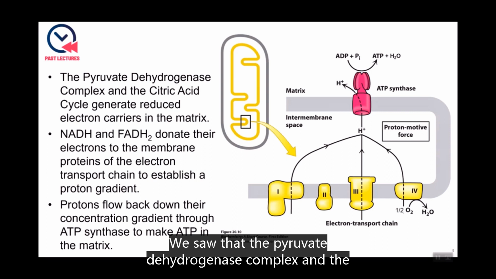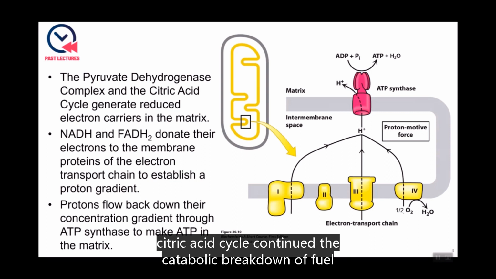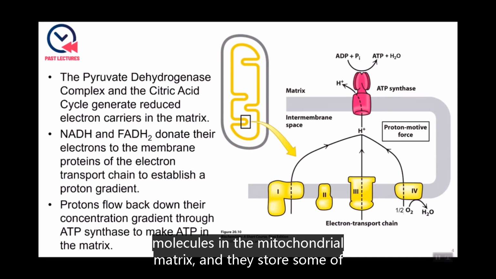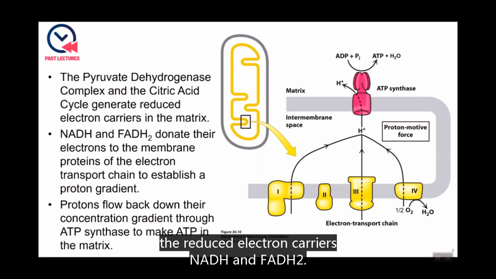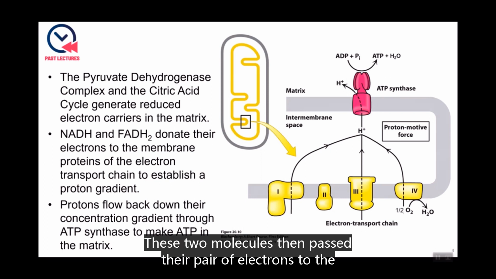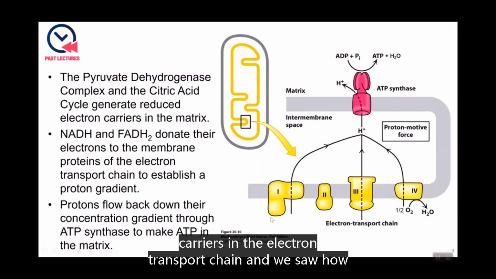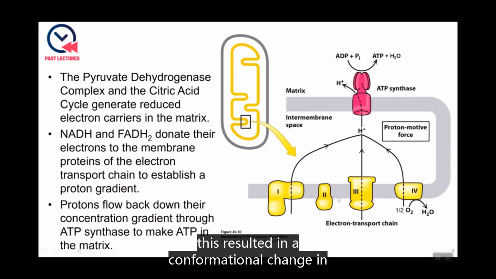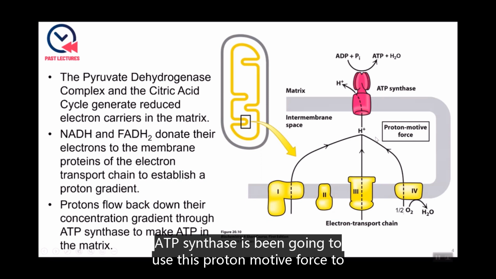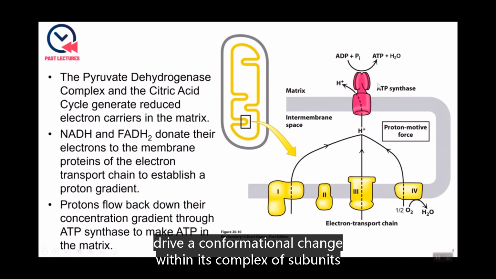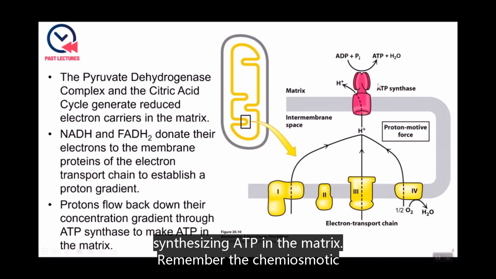We saw that the pyruvate dehydrogenase complex and the citric acid cycle continued the catabolic breakdown of fuel molecules in the mitochondrial matrix, and they store some of the energy found in the molecules' bonds in the form of the reduced electron carriers NADH and FADH2. These two molecules then pass their pair of electrons to the carriers in the electron transport chain, and we saw how this resulted in a conformational change in complexes 1, 3, and 4 that set up a proton gradient in the intermembrane space. ATP synthase is then going to use this proton motive force to drive a conformational change within its complex of subunits, synthesizing ATP in the matrix.